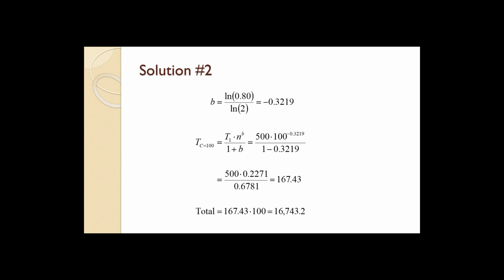The b-value is ln of 0.80 divided by ln 2, or a negative 0.3219. The cumulative average for the 100 units is T1 of 500 times 100 raised to the negative 0.3219 power, all divided by 1 minus 0.3219. That works out to an average across the 100 units of 167.43. Multiplying that times 100 gives us the time for all 100 units of 16,743 hours.